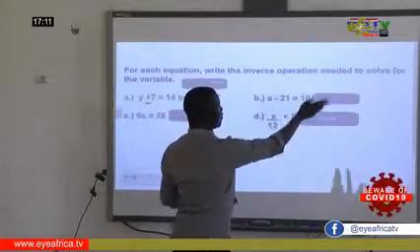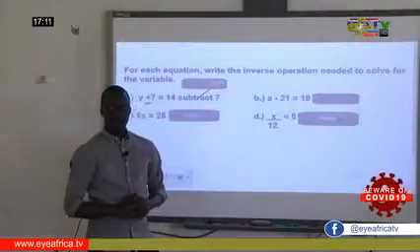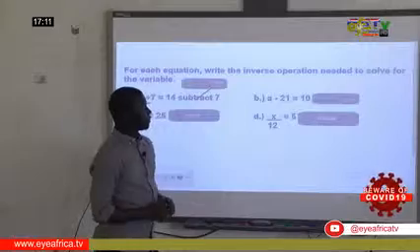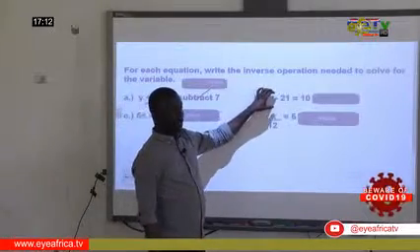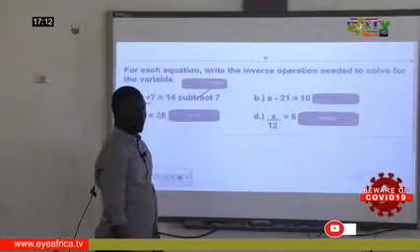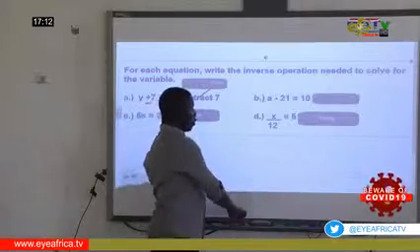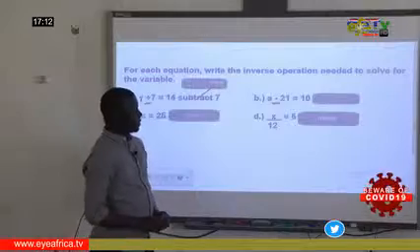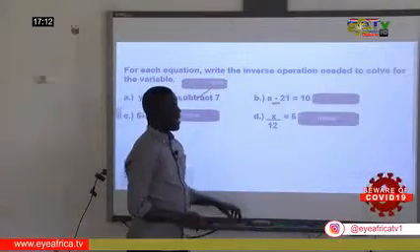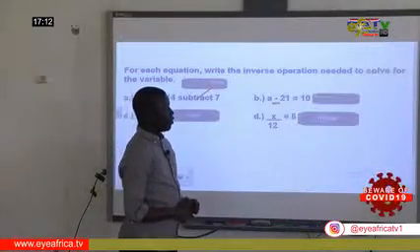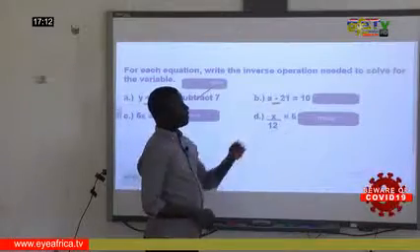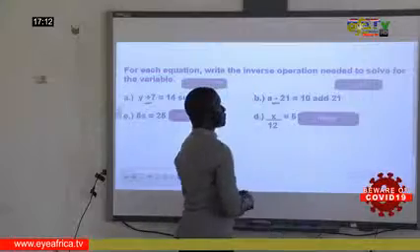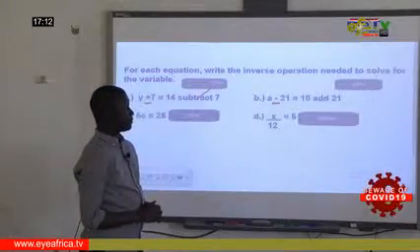B is a minus 21 equals 10. Our equation here is a minus 21 equals 10. In order for us to isolate our variable a here, all we need to do is look out for the operation here, which is subtraction, and the inverse of subtraction, therefore, is addition. So in doing so, we would be adding 21 to isolate our variable a. Add 21.